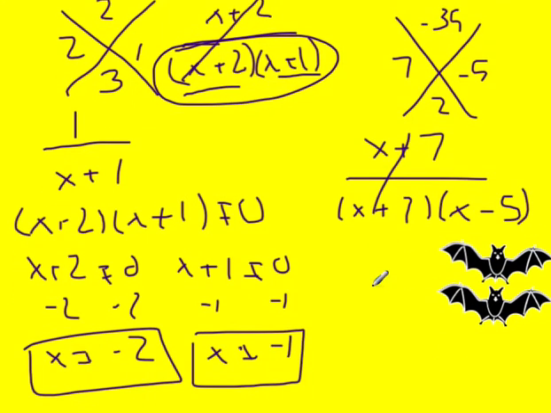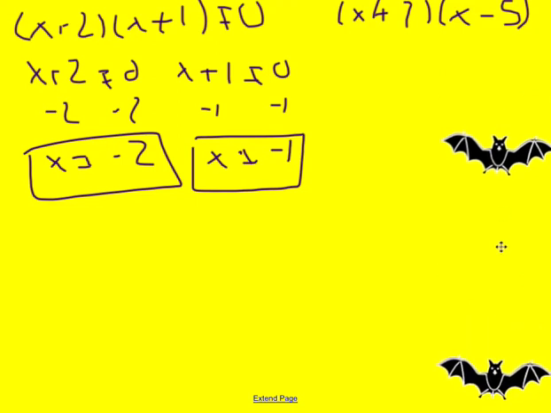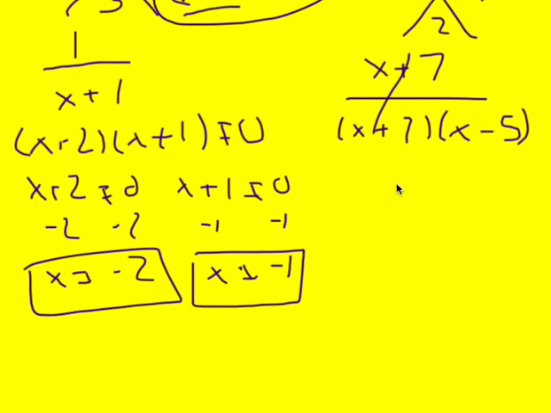So again, I can cross off those x plus 7s. That'll make it a little bit easier on me. However, my excluded values need to come from the original. So when I cross those out, I'm left with 1 divided by x minus 5, because we can't just have the top disappear. The top's going to become 1.